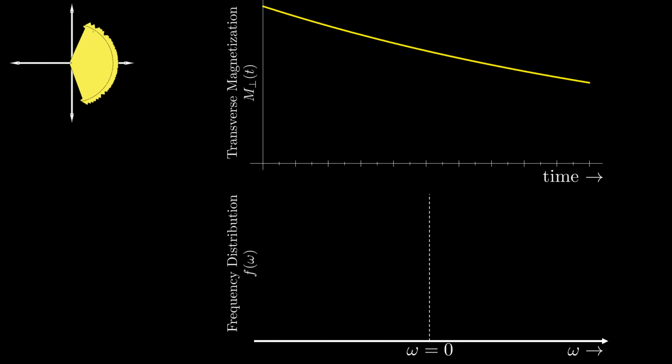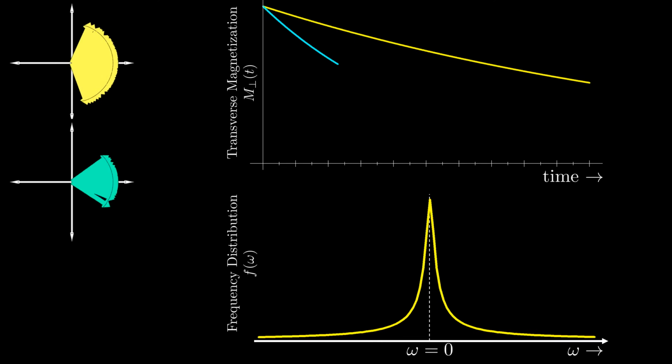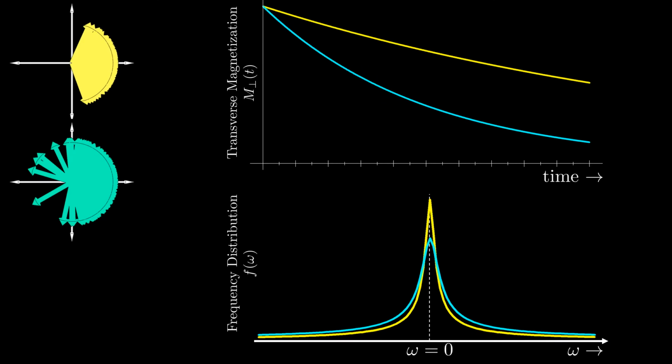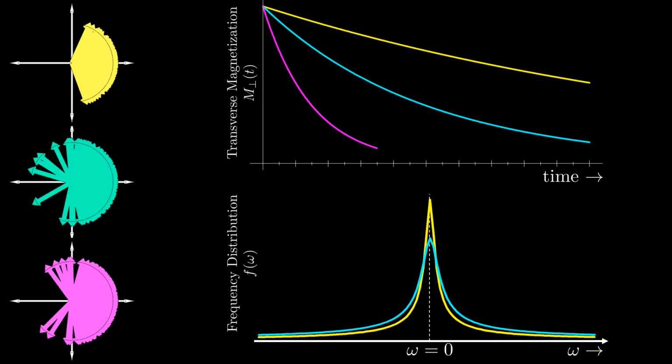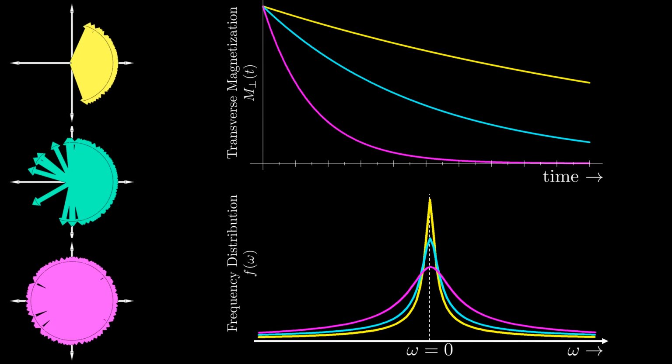A sample of slowly dephasing spins demonstrates a corresponding slow decay of magnetization and a narrow frequency distribution, showing a relatively tight grouping of spins near omega 0. Compared with more rapid dephasing, let's say, and a quicker decay. So this forms the basis of T2 contrast weighting, which we saw last time.